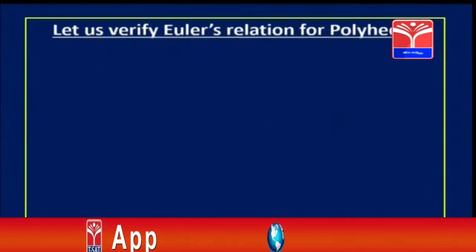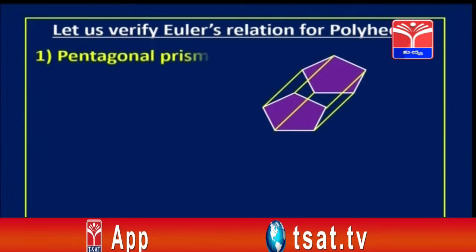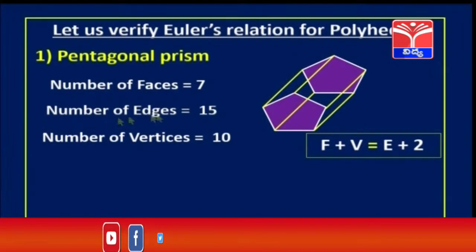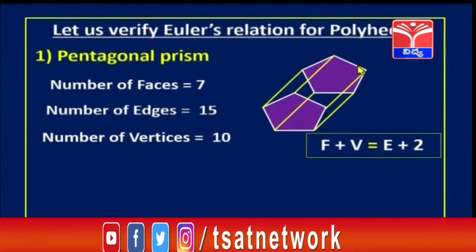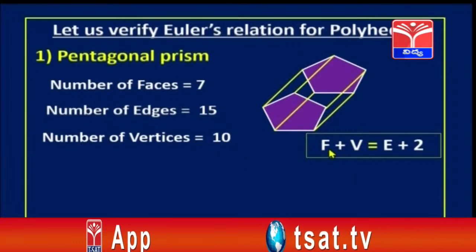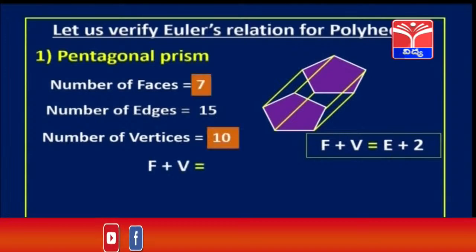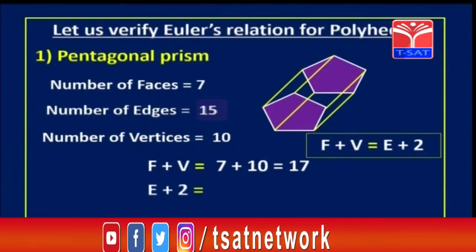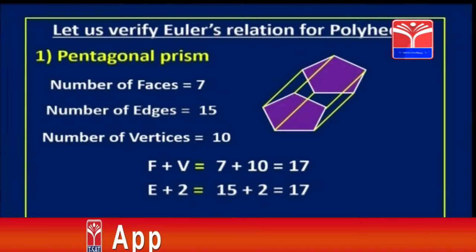Let us verify Euler's relation for polyhedra. Children, I am taking a pentagonal prism. Number of faces equal to 7, number of edges equal to 15, number of vertices equal to 10. For this pentagonal prism, you can find number of faces as 7, number of edges 15, number of vertices 10, children. What do you have to check? You have to check whether f plus v equal to e plus 2 or not. Children, what is f plus v? Yes, it is 7 plus 10 which is equal to 17. Children, what is e plus 2? Yes, it is 15 plus 2 which is also equal to 17.